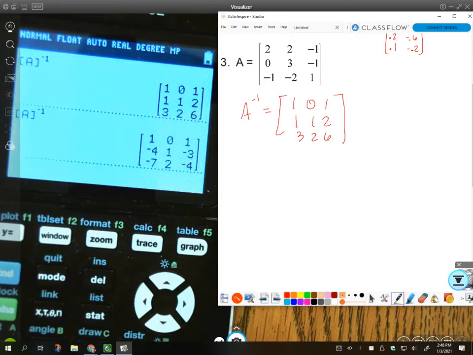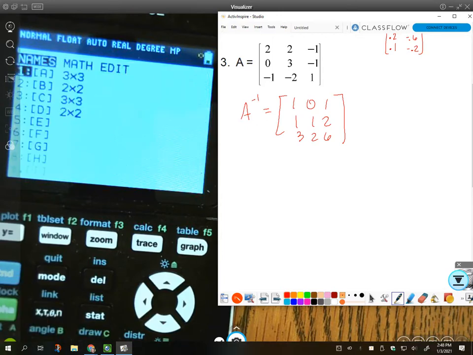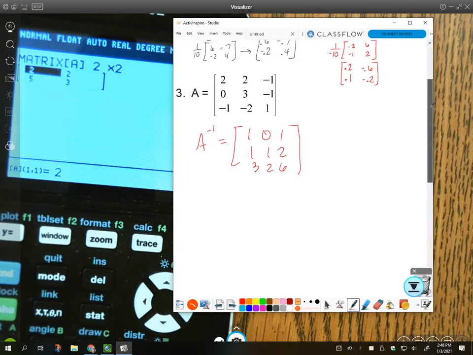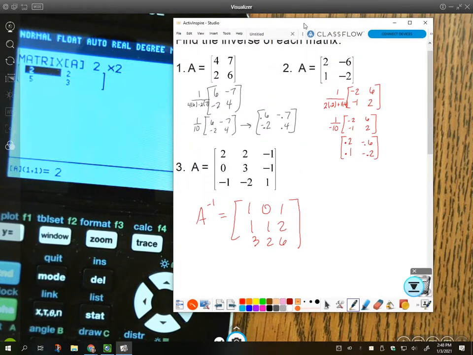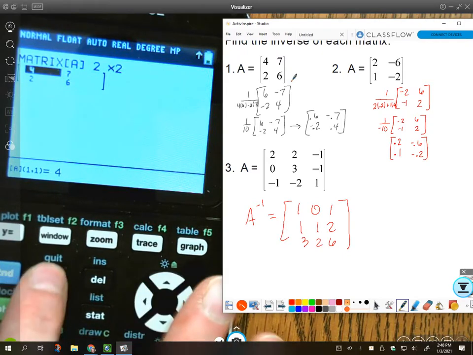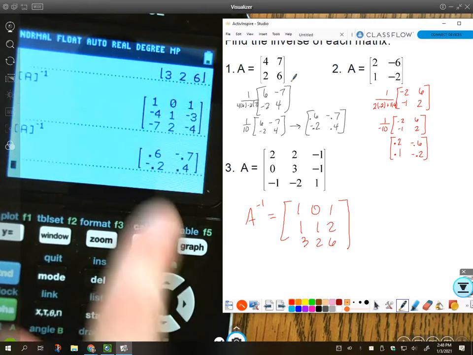Alright, so now when I try to find it, really? It gave me an error. Alright, so instead of wasting your time, we're just going to call this a 2 by 2 and go back and put in this one that we know ended up with decimals. So this 4, 7, 2, 6. Alright, so you see how it gives you decimals?